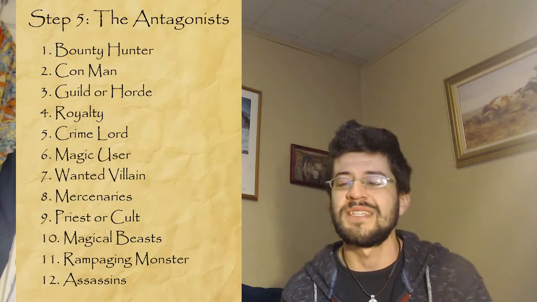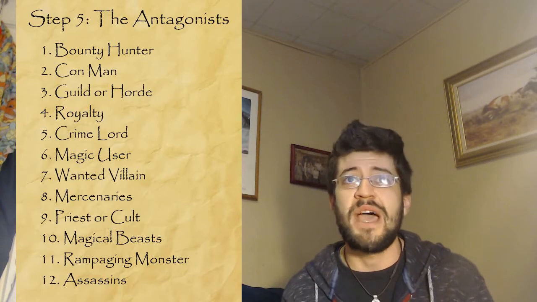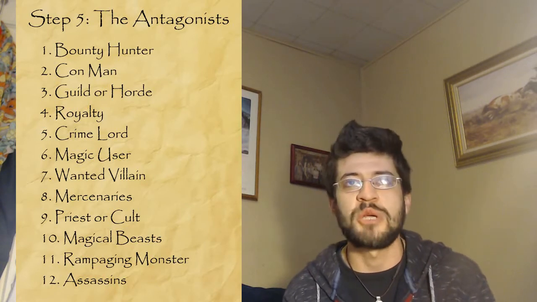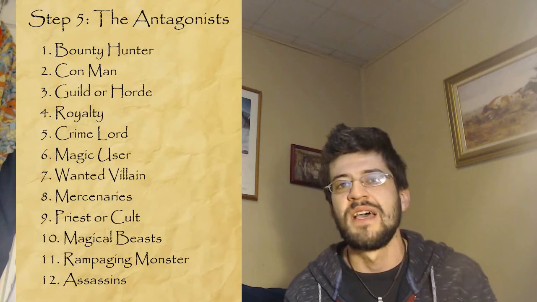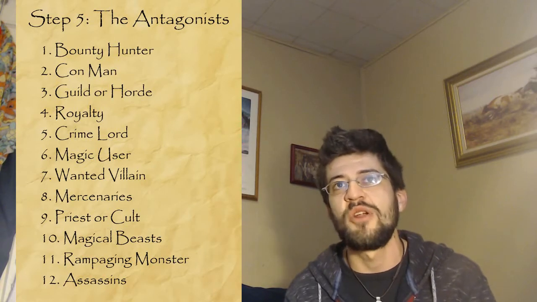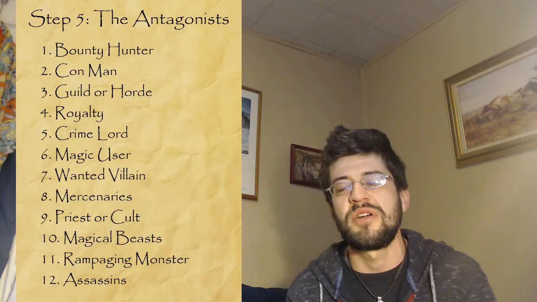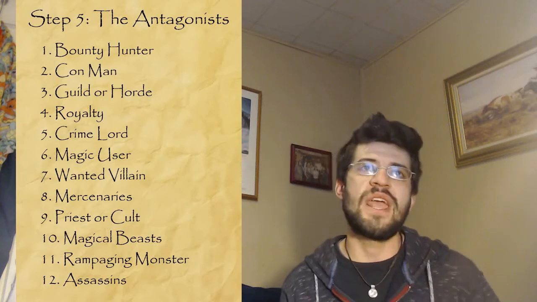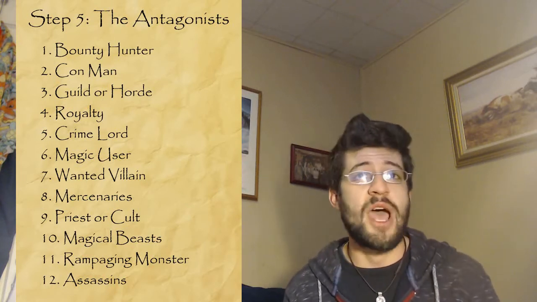Crime lord is the antagonist. Very classic stuff. Number 6, a magic user. Someone with some powerful magical abilities is the antagonist. Number 7, there is a wanted villain in the area, and he is the person that the party is fighting against. Number 8, a group of mercenaries, perhaps.